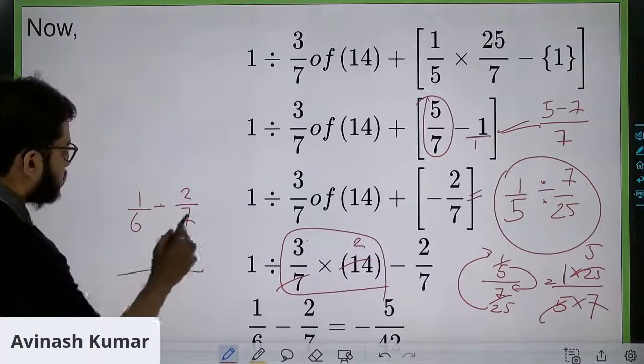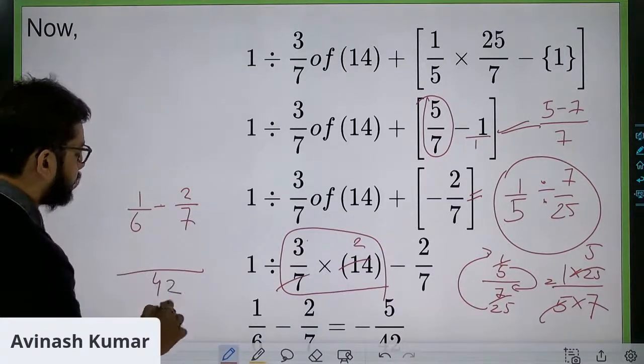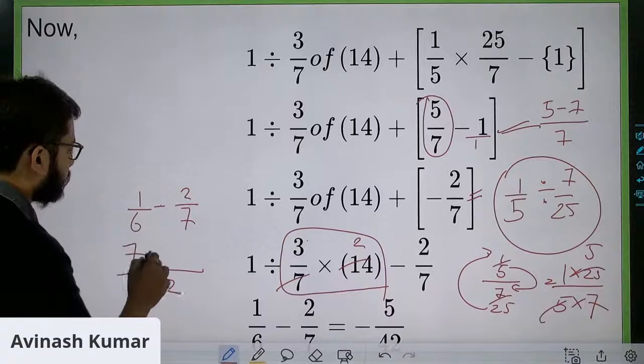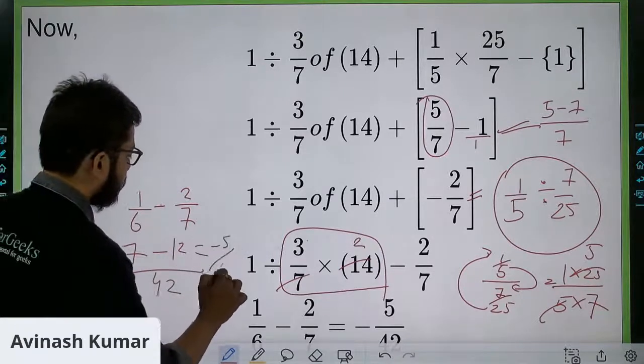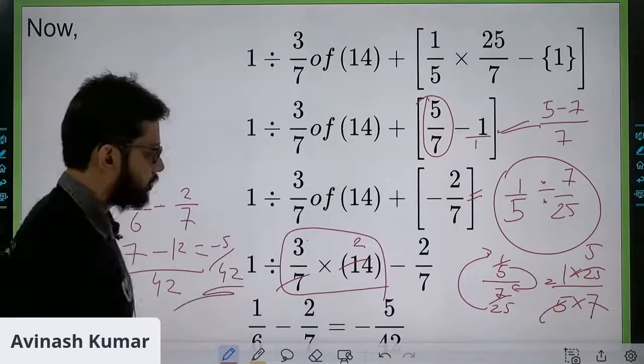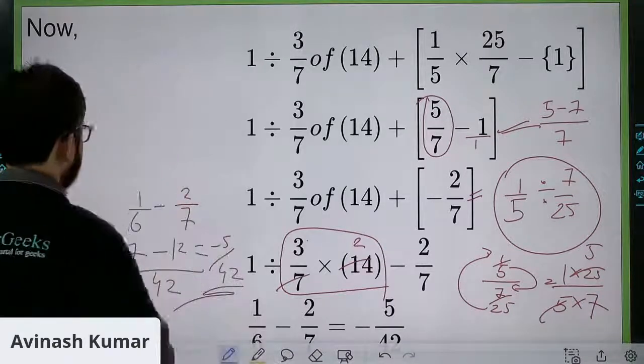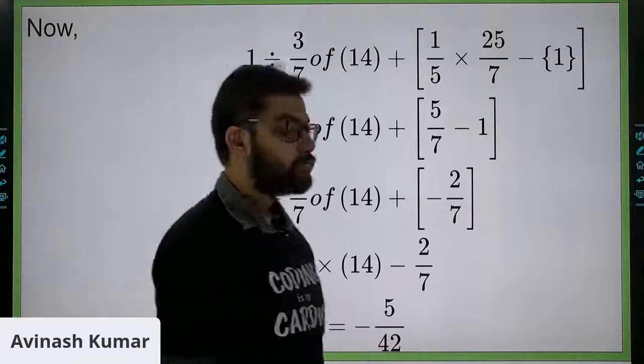Again, I'm going to take the LCM. The LCM of 7 and 6 will be 42. 7 sixes... this will be 12. It will be minus 5 by 42. Okay, this is our final answer, which is also written here as minus 5 by 42.